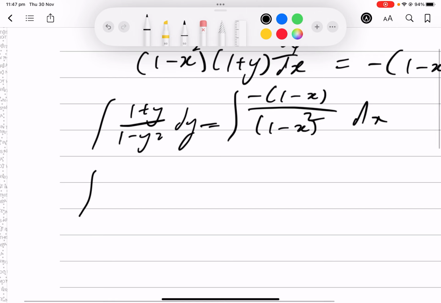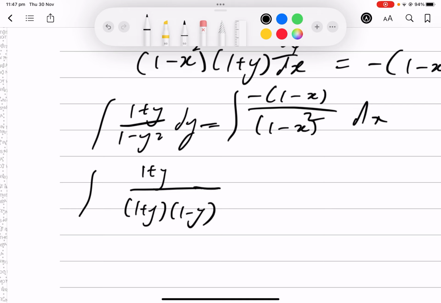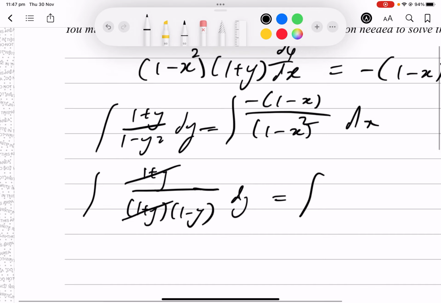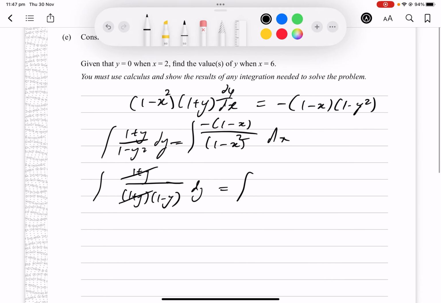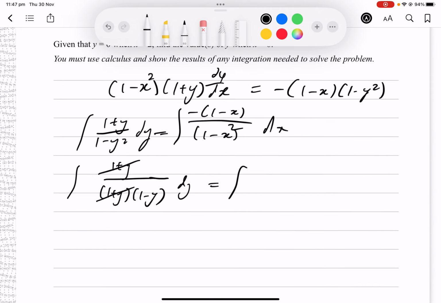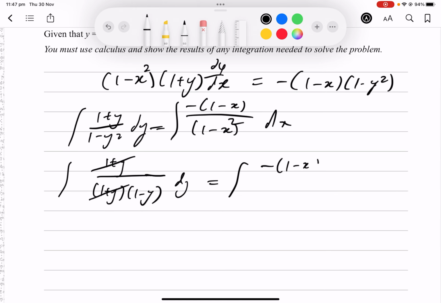Okay, so let's rewrite this as (1 + y) divided by (1 + y)(1 - y). That gives us the same as the numerator, so that's going to cancel out. On the right hand side, we can do something similar. We have -(1 - x), and on the bottom, we can rewrite it as (1 - x)(1 + x) dx. So that cancels as well.